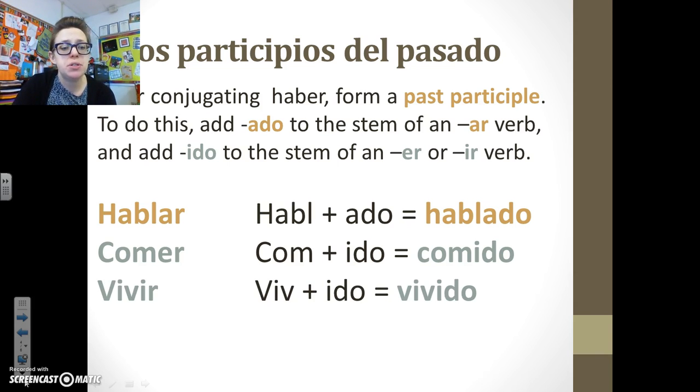Vivir looks very similar to comer. Vivir is an IR verb. I'm going to take the IR off, and then I'm left with viv, which is the stem. Whenever I have the stem, I'm going to add ido. So the past participle for vivir is vivido.